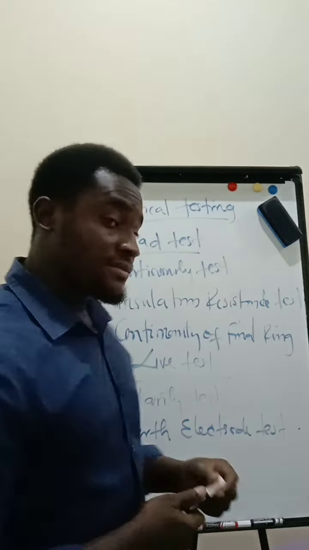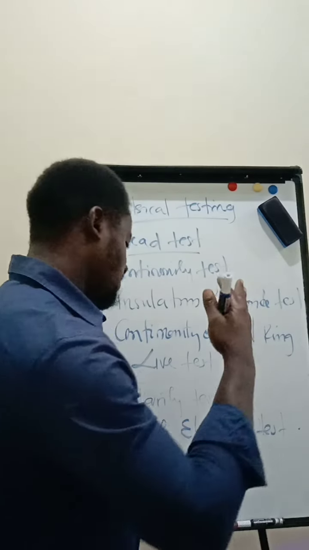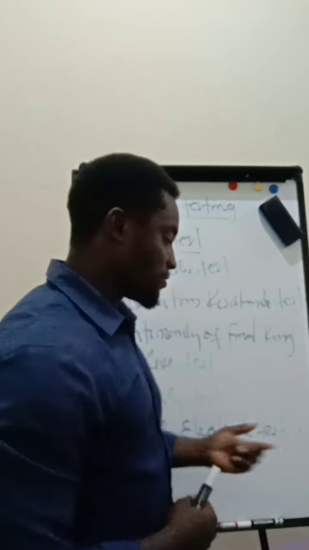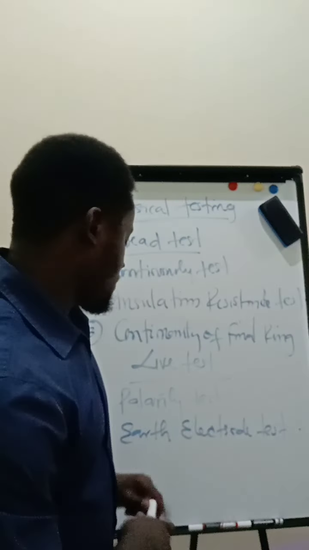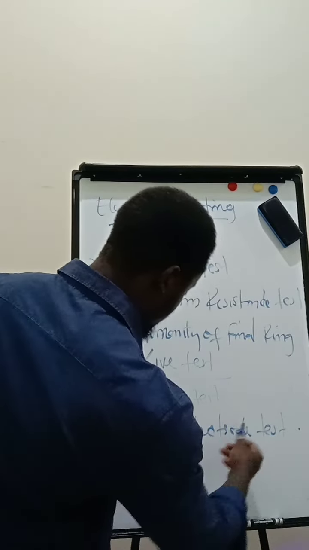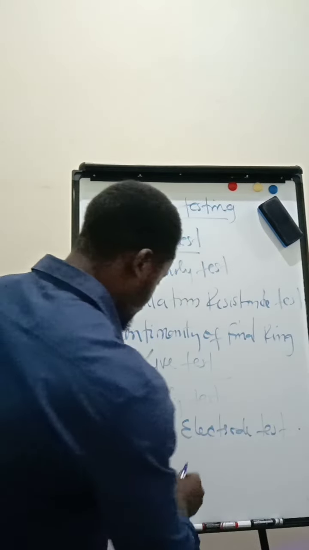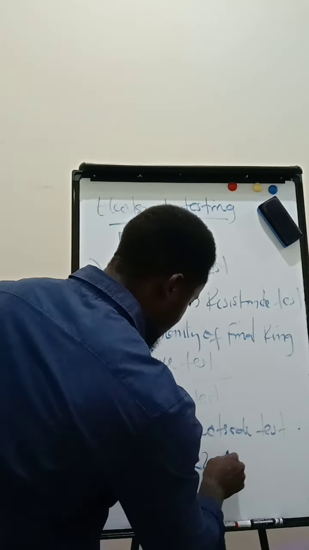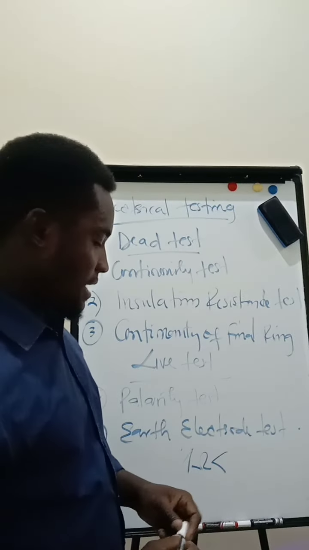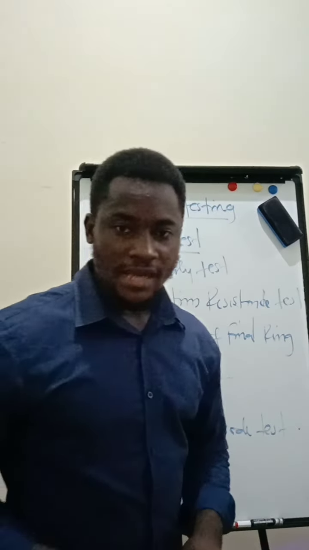As per QCS 2014, it states that we should have a resistance value of less than 1 ohm to ensure that we have a good earth. It should be less than 1 ohm, so anything greater than 1 ohm will not be acceptable.